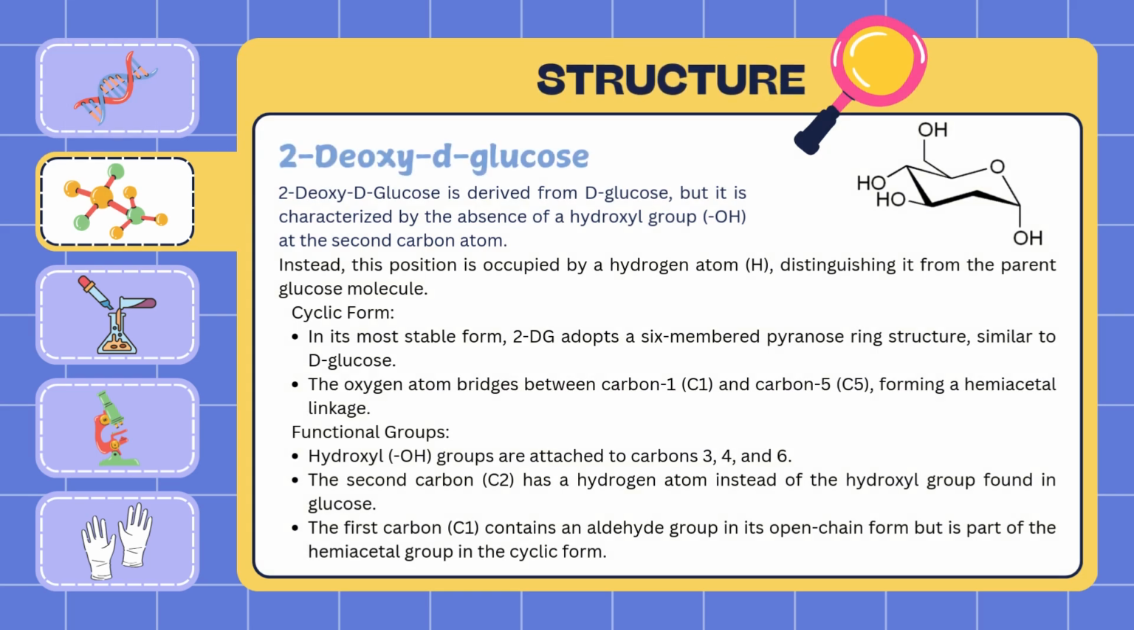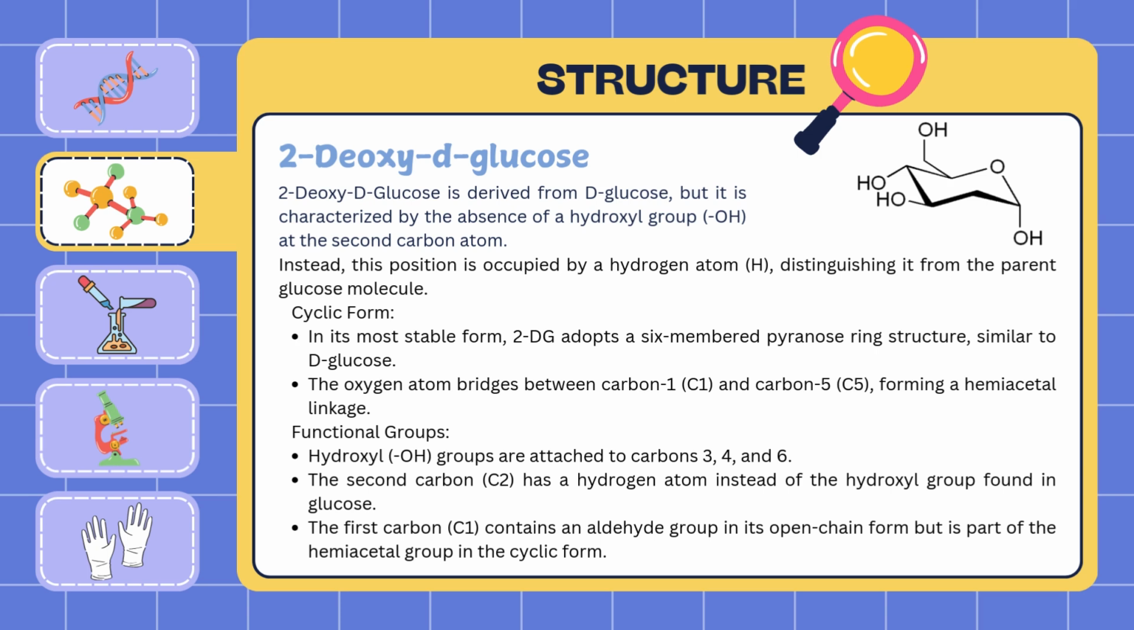So right now, I will explain about the structure of 2-deoxy-D-glucose or 2DG. 2DG comes from D-glucose, but the main difference is that it lacks a hydroxyl group at the second carbon. Instead, this spot has a hydrogen atom, which gives 2DG its unique properties. In its stable form, 2DG has a 6-member ring called pyranose ring, similar to D-glucose. This ring is formed by an oxygen atom connecting carbon 1 and carbon 5.